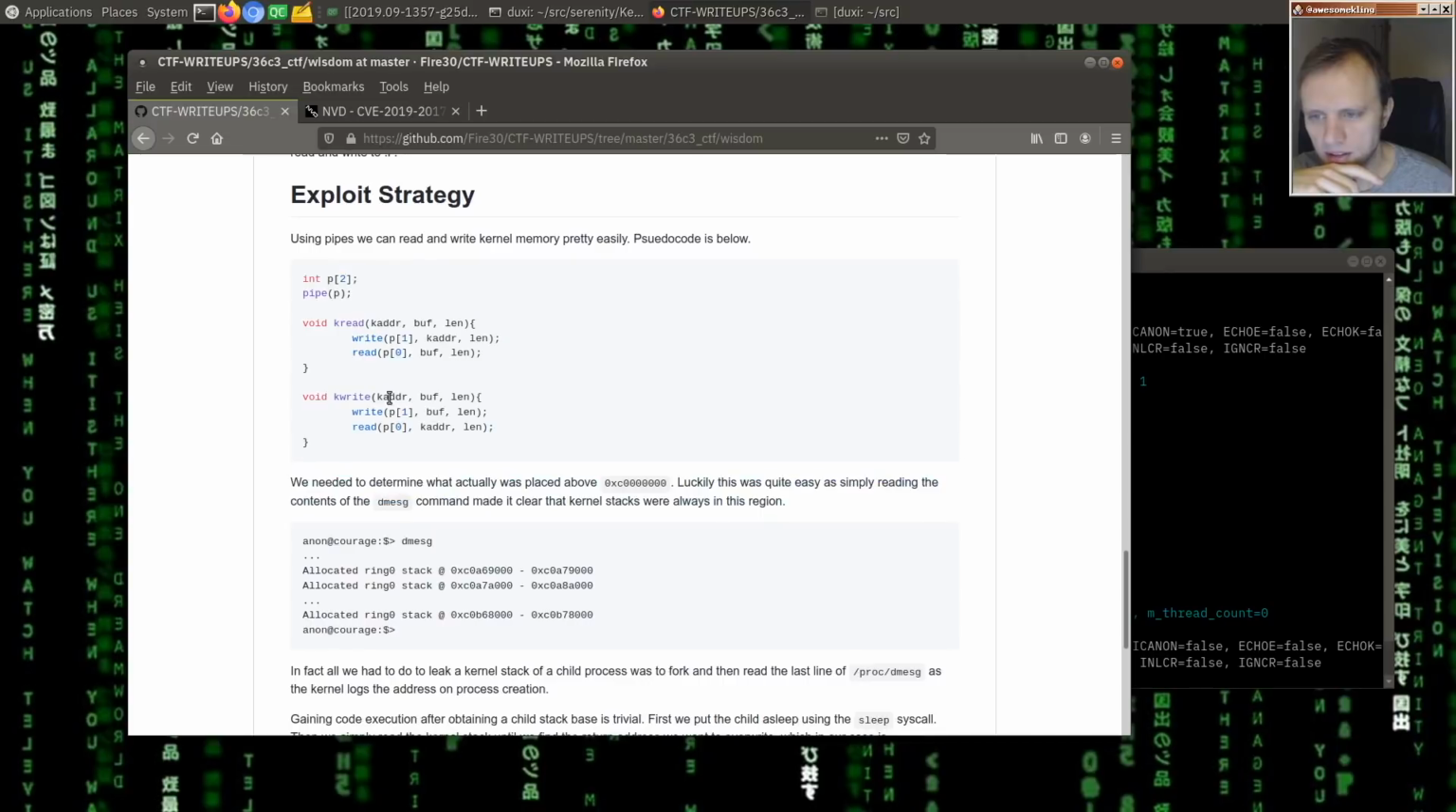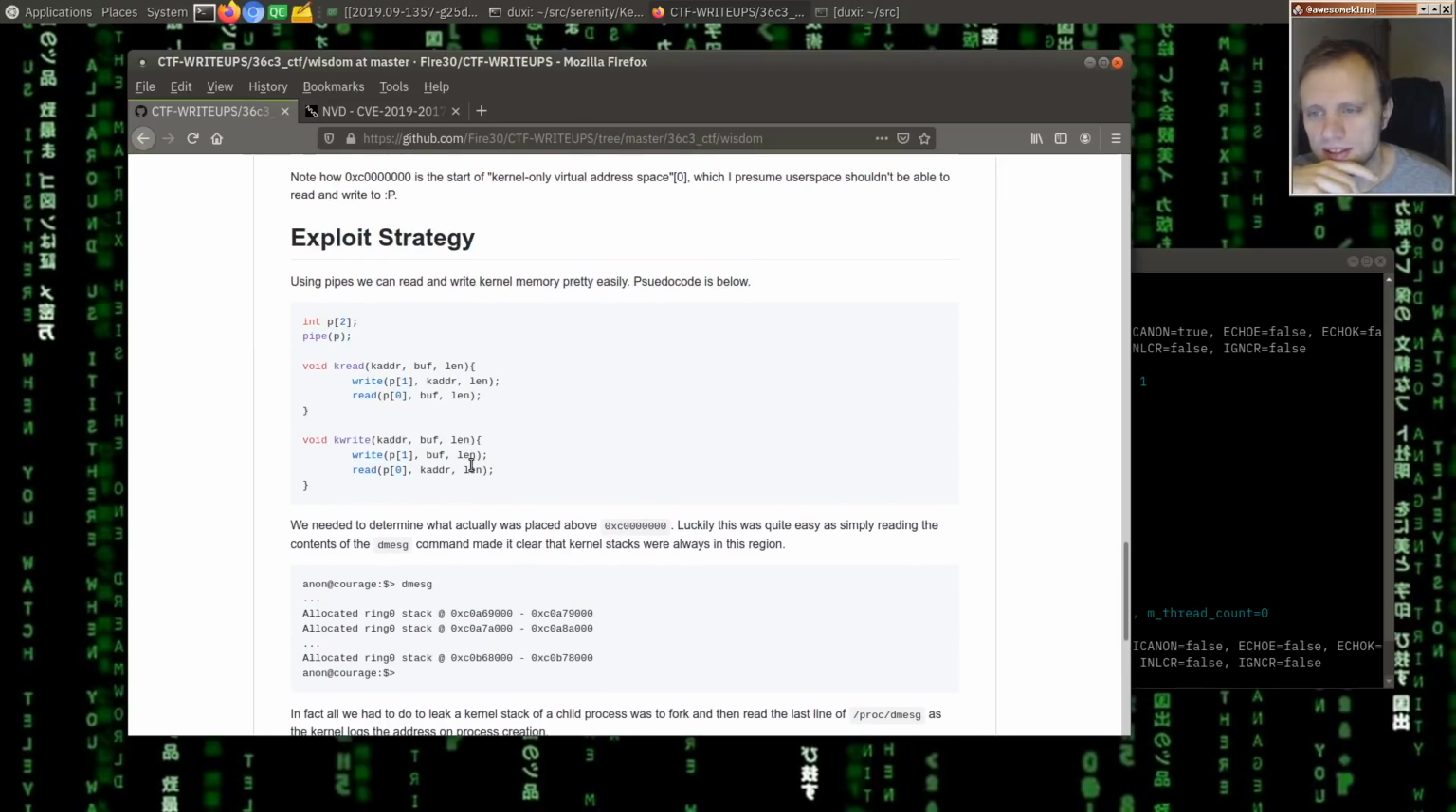Basically, what he figures out here is that you can create kernel read and write primitives simply by setting up a pipe. If you make a write syscall to one end of the pipe and pass a kernel address as the data source for the write, then you can read from the other end of the pipe, and it will have copied arbitrary kernel memory from one end of the pipe to the other.